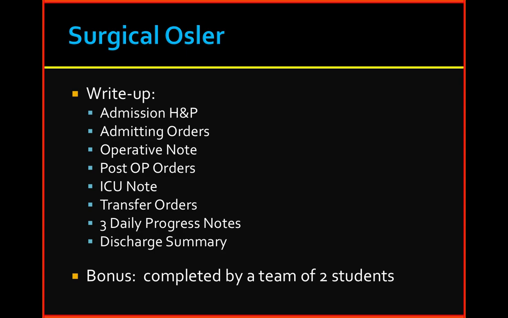And your write-up will then include the admission H&P, the admitting orders for the patient into the hospital, the actual operative note, which is very short, the post-op orders, your ICU note for the patient, your transfer orders from the ICU, ADC VAN DISMAL again, going to the floor, a very short 3-day progress note for that patient, and then the actual discharge summary for that patient.